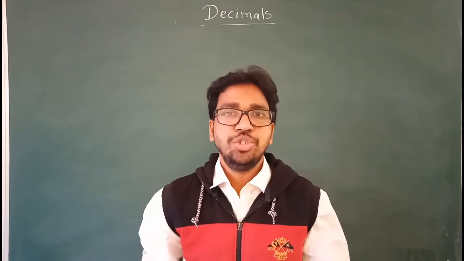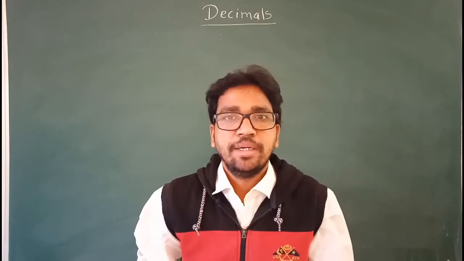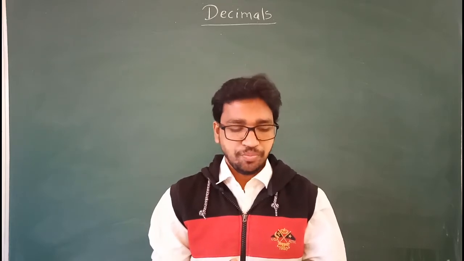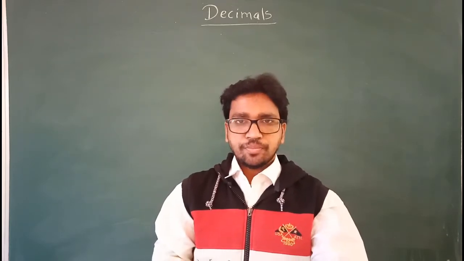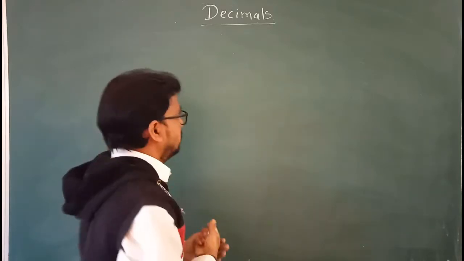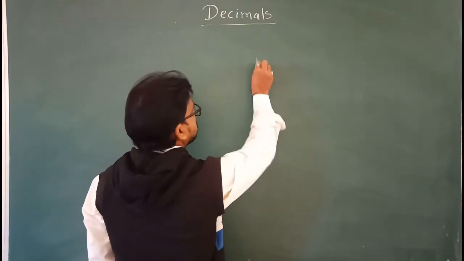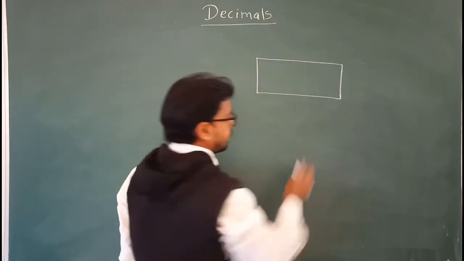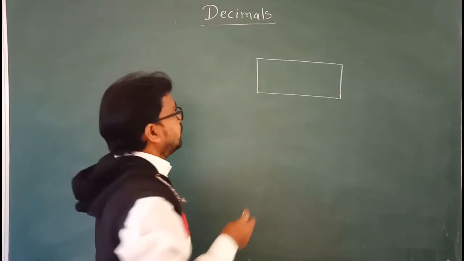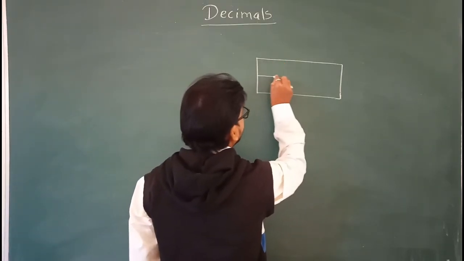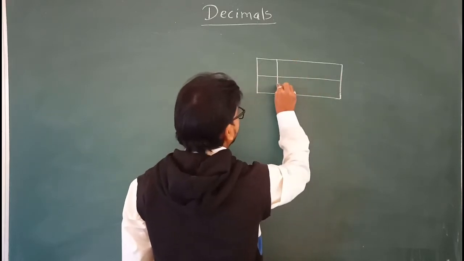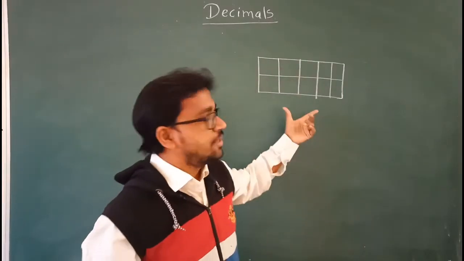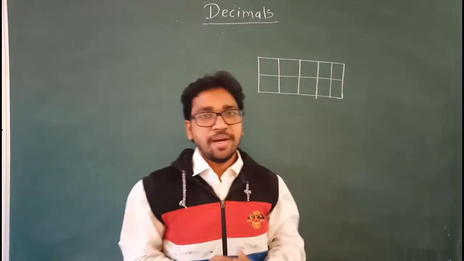So today's new lesson is decimal. Decimal means where we have to give the decimal point. Here I will explain. Suppose one chocolate is there. Okay. One chocolate is there and there are 10 equal parts. So here one chocolate is there and 10 equal parts are there.